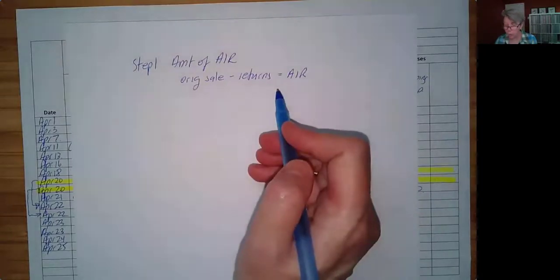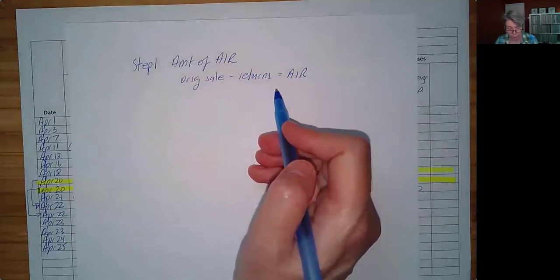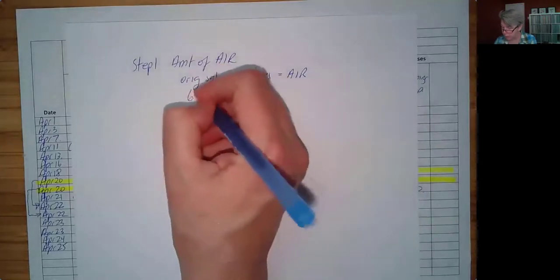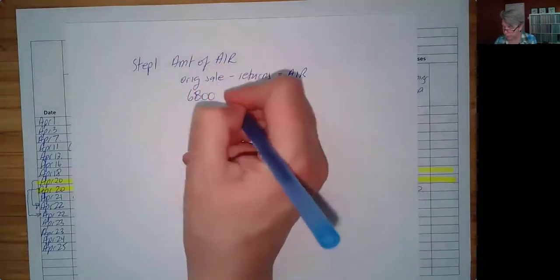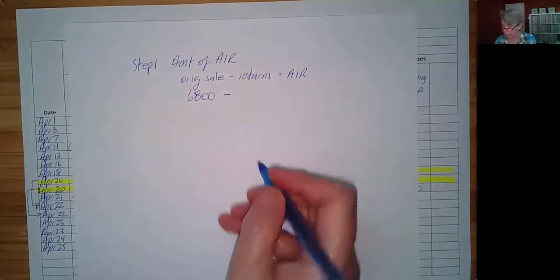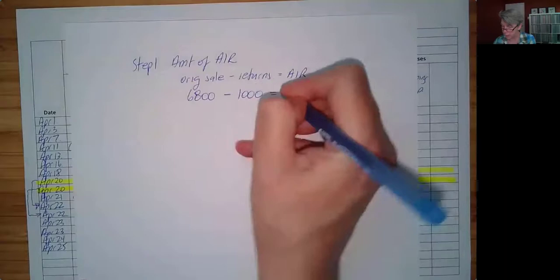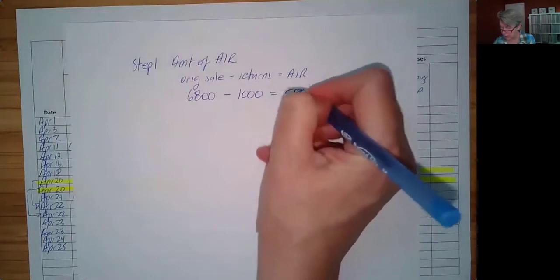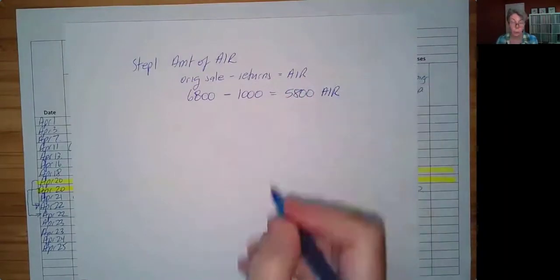So what was the original sale? Don't forget, when we're looking at the 25th, this is to Gould. So we've got to go back to the original sale to Gould, which was on April 20th. We sold them $6,800 of inventory. Subtract any returns. Did we return anything? Some of the inventory sold to Gould. On April 22nd, we returned $1,000. So this is actually $5,800. This is the amount of the accounts receivable right now.